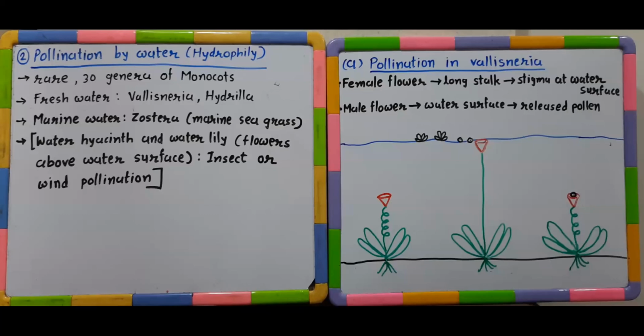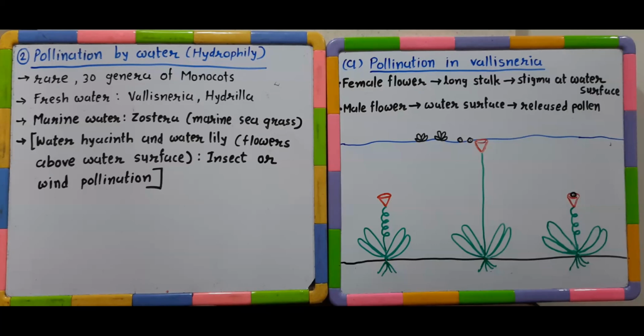Pollination by water, that is called hydrophily. Let's talk about hydrophily. It's a very rare phenomenon in flowering plants, hardly seen in 30 different genera amongst the monocots. Amongst the monocot plants, 30 different genera are the ones which show this hydrophily.